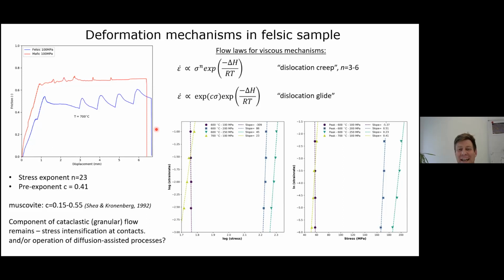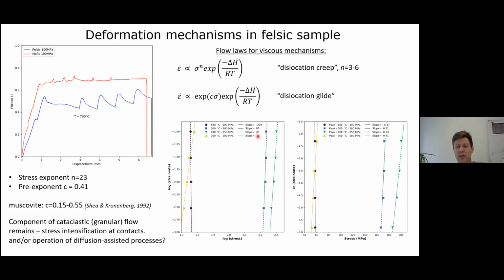Thank you. So this fits with our idea of how deformation is being accommodated at these higher temperatures. On the left, you see the response to the velocity steps at 700 degrees for the felsic sample, this big increase in friction when we increase the sliding velocity. So we can try to quantify this by looking at the flow laws that we have for viscous mechanisms, for instance, for dislocation creep or dislocation glide. We get these kinds of fits.